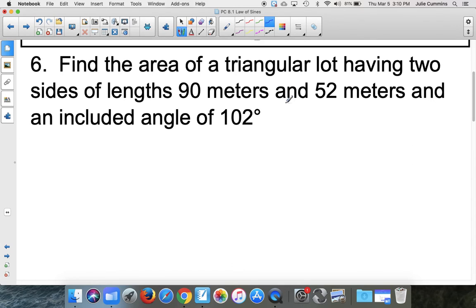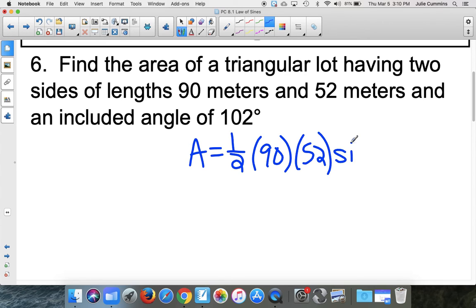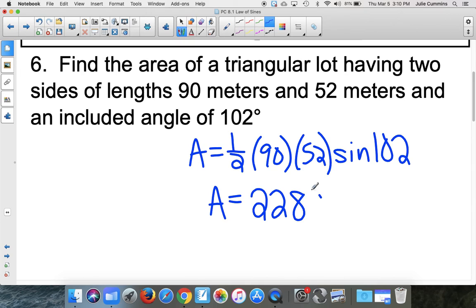So we want to find the area of a triangular lot having two sides of lengths 90 meters and 52 meters and the included angle of 102 degrees. So we're just going to use that formula directly. Our two sides are 90 and 52, and then the included angle is 102 degrees. Plug that all into your calculator. 2,289 square meters.